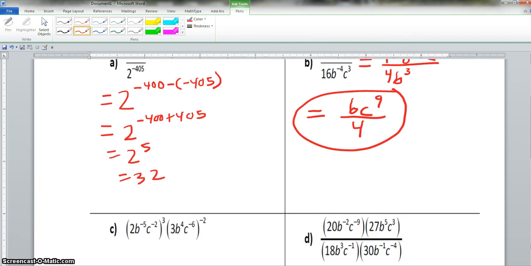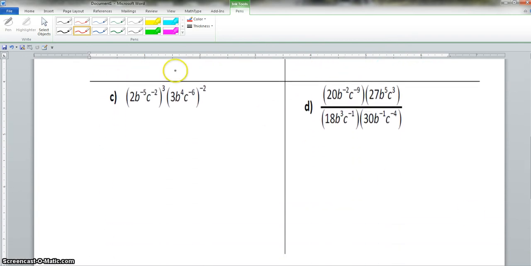Now, we're going to scroll down here to C and D. Now, we have 2b to the negative 5, c to the negative 2, all to the 3rd, over 3b to the 4th, c to the negative 6, all to the negative 2. So, we would take everything in this parenthesis to the 3rd power. 2 to the 3rd power we know is 8. b to the negative 5 to the negative 3. Whenever you take a power to a power, you multiply, and that will give us b to the negative 15. c to the negative 2 to the 3rd, we'll take a power to a power, we multiply, and that will give us c to the negative 6.